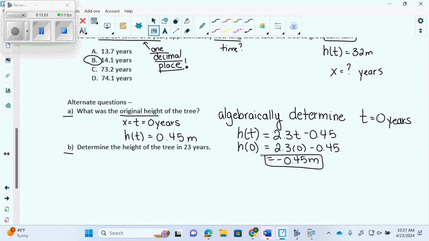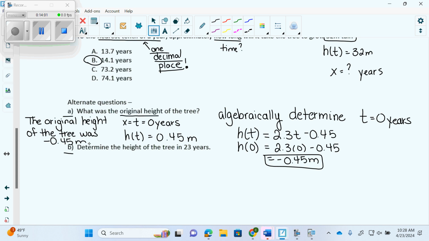Meters. So do you see that? If it says algebraically determine, you have to use algebra to determine, right? If you go to your calculator, you just get an answer. How much marks do you think you're getting? 0. Yeah. So algebraically determined means algebra. Now you're going to say the original height of the tree was negative 0.45 meters.